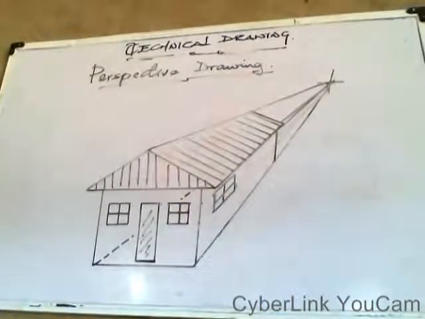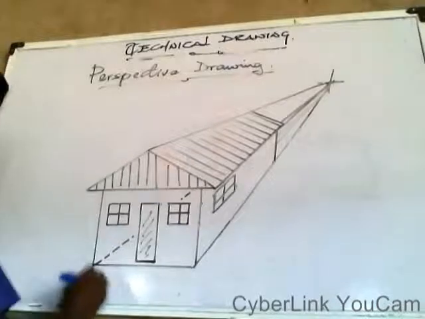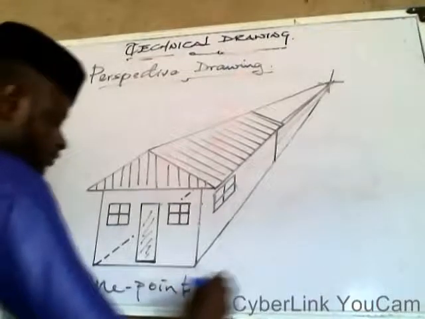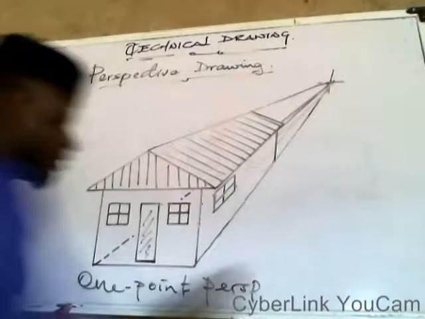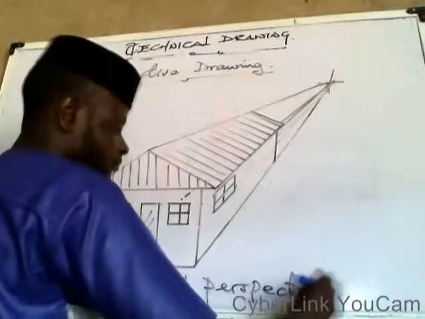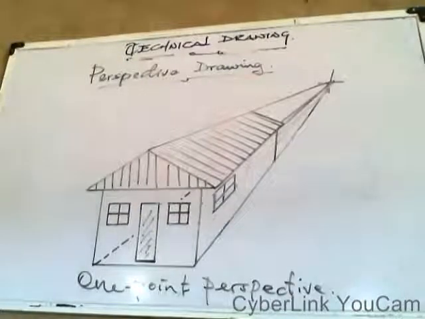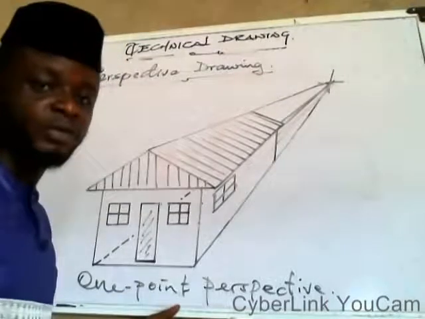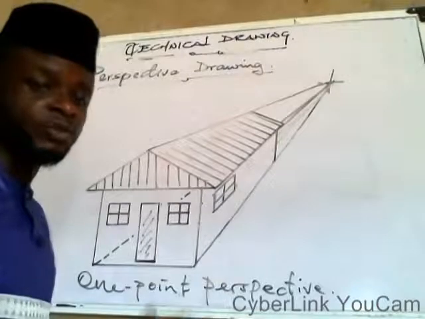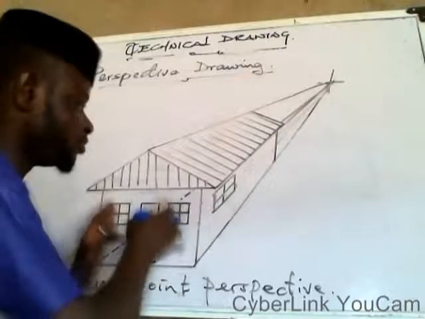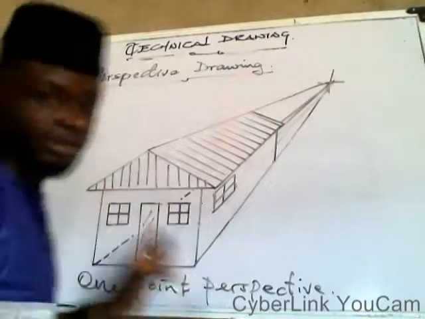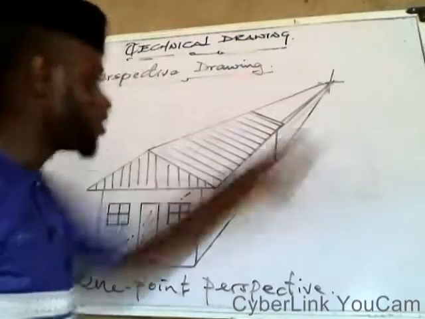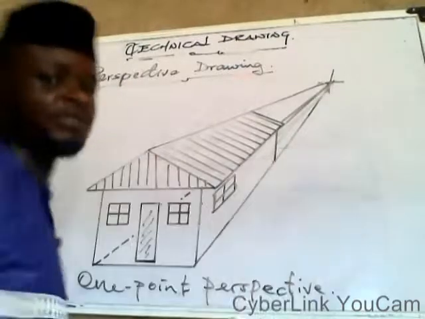So that is 1 point perspective of a simple building. So you can also try this 1 point perspective for a building. Just look for any shape of a building. You may not use this shape again. Use another shape. It can be a solid building, it can be a flat. Don't use this simple one. And try this method to draw the 1 point perspective of it.